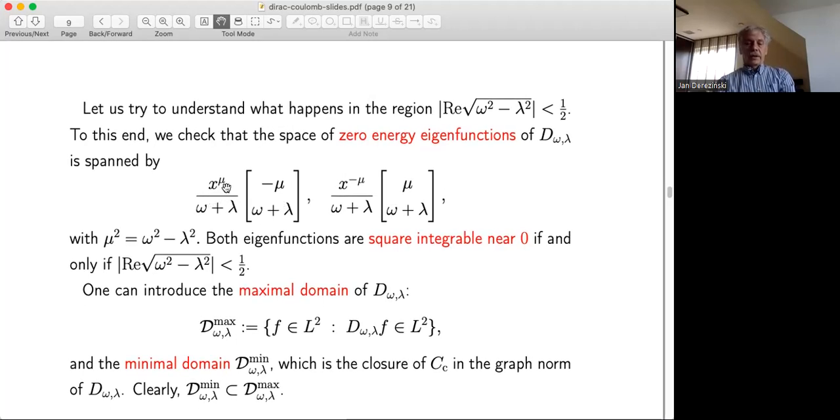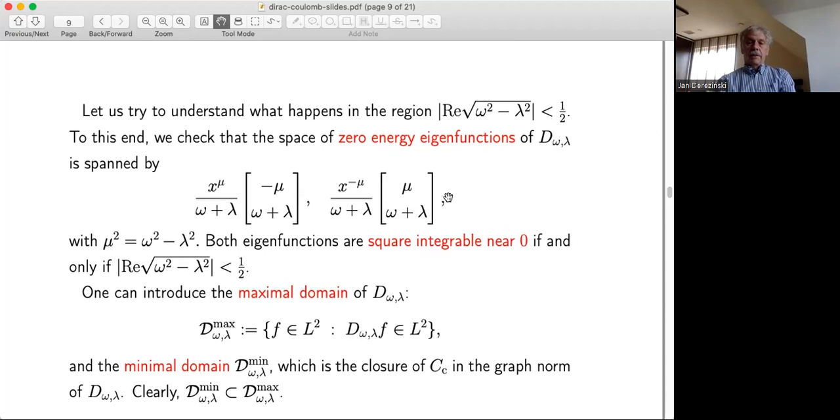You should note that the x dependence is just x to the power mu or x to the power minus mu, and then there is a certain constant vector. Now, the important thing to notice is that both these functions are square integrable near zero if and only if the square root of omega squared minus lambda squared is less than 1/2. So this is an easy computation. So in fact, let me recall that this mu is precisely the square root.